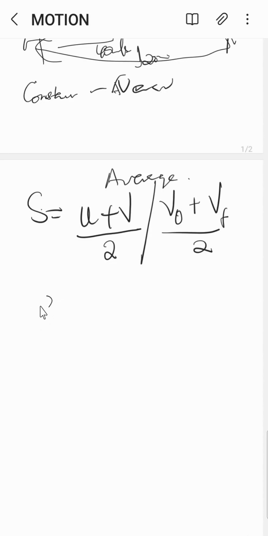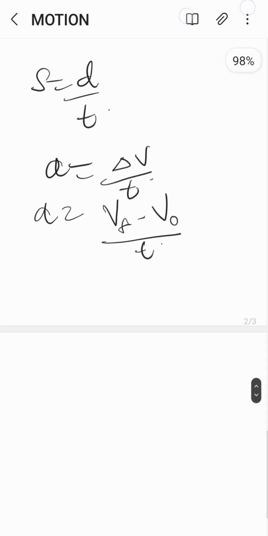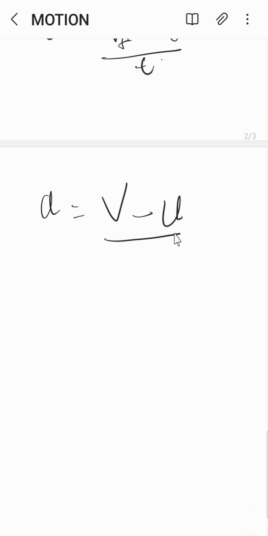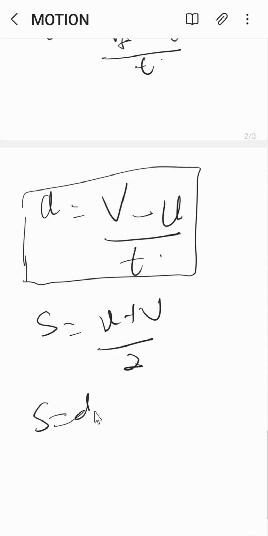Then we also discovered speed is distance over time. So these were formulas that we had discovered. Since we are saying acceleration is change in velocity with time, acceleration will be final minus initial over time. We can also rewrite that as acceleration is equal to final minus initial over time. So these are the equations that we have, and we also have speed is equal to distance over time. These are the simple equations that we have.